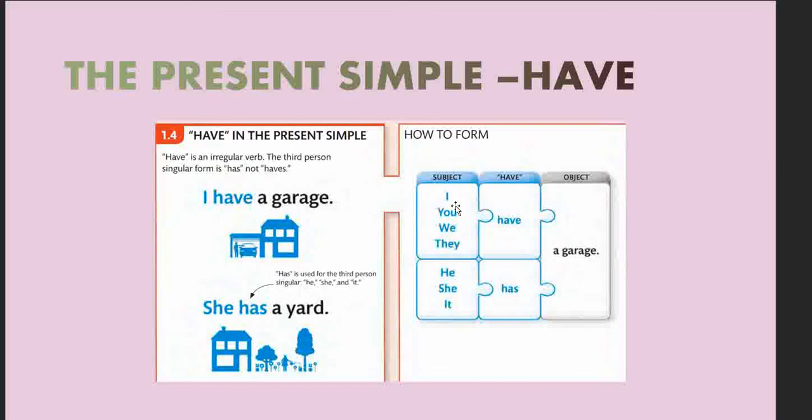Let us see the construction. I have a garage. You have a garage. We have a garage. They have a garage. He has a garage. She has a garage. It has a garage. The sentence structure, requesting you to construct a few examples at this point before we proceed further. Let us proceed.